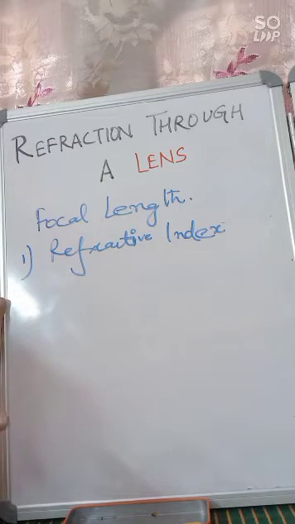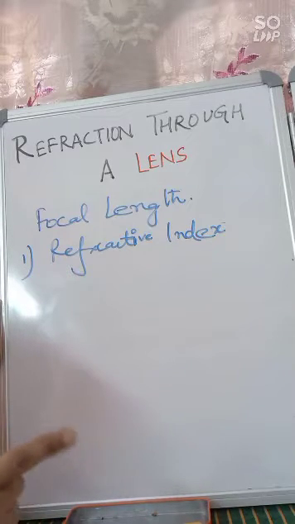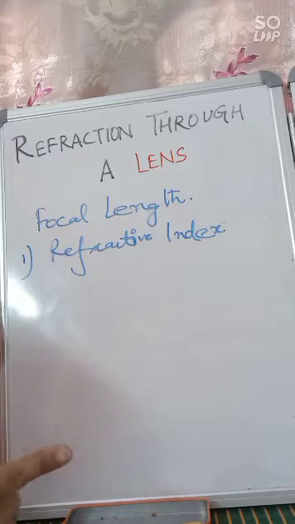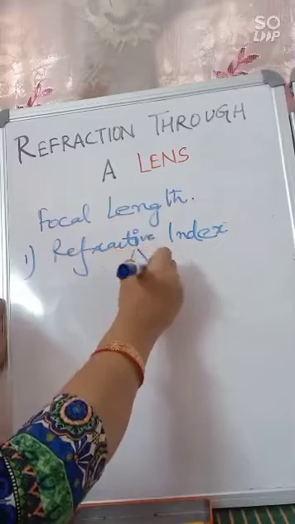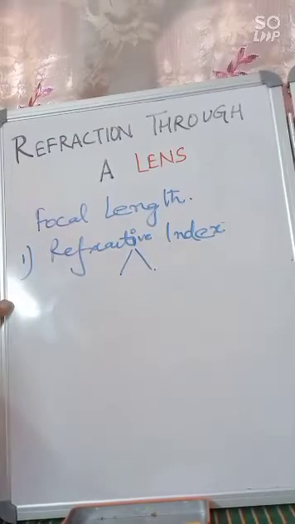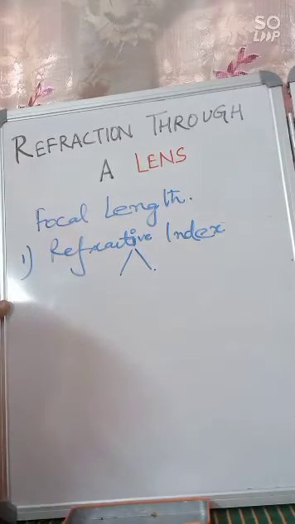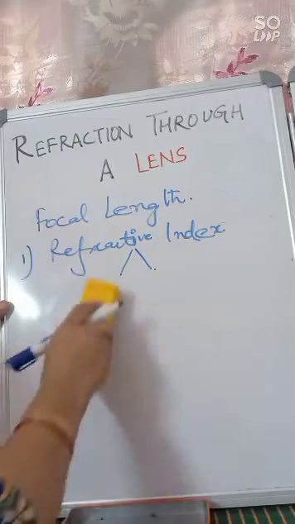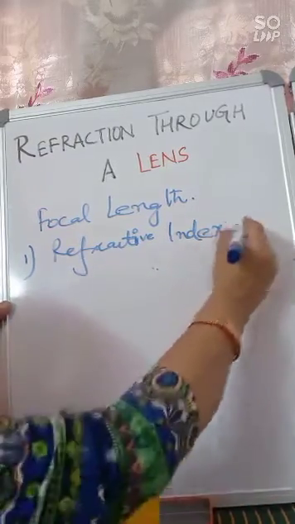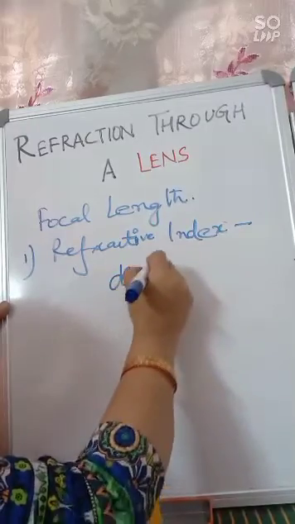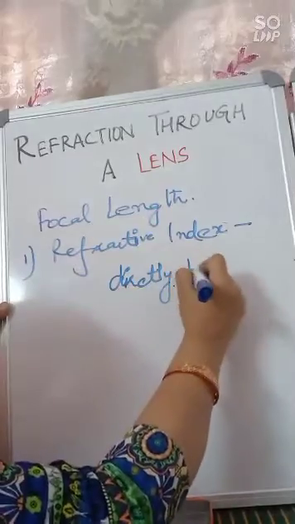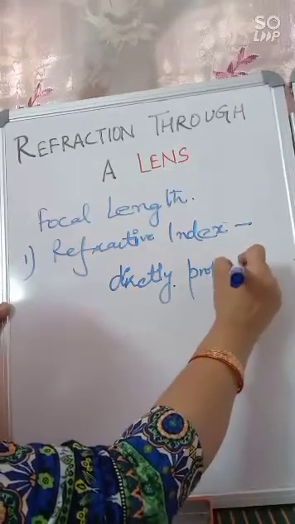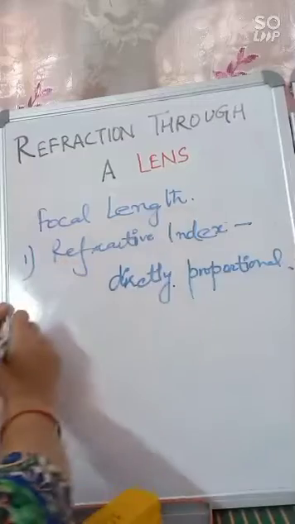And if the lens is placed in water instead of air, its focal length will increase. It means, what about the refractive index of water? Is it more or less? It's more, right? As the refractive index is going to be more, the focal length is also going to be more. It means focal length is directly proportional to the refractive index.